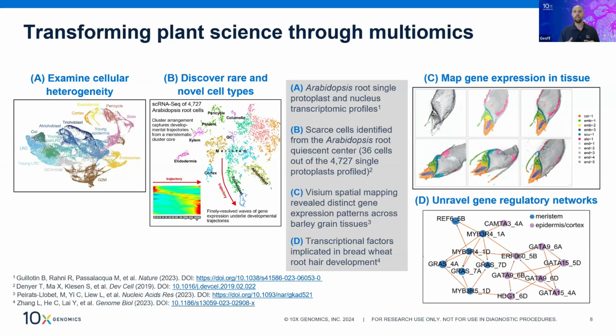Unraveling gene regulatory networks, and by analyzing gene expression at the single cell level, it becomes easier to construct these gene regulatory networks for specific cell types or regions within the tissue. These networks help you understand how different genes interact and control plant development and physiology, and this information is vital for identifying key regulators of important traits, such as disease resistance, or growth rate and reproduction.